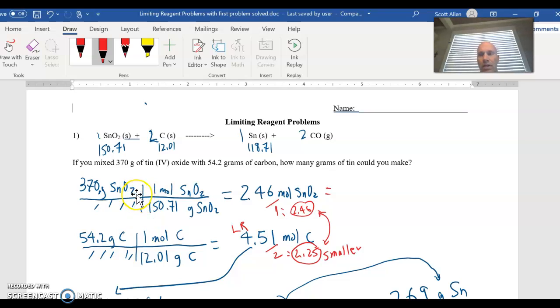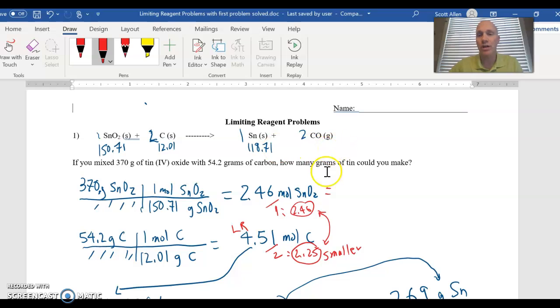So in this video, I'm going to be covering the solutions to the limiting reagent problems. Even though it says limiting reagent, this worksheet also covers the process of calculating theoretical yield, which is the maximum amount of a product that you could make.